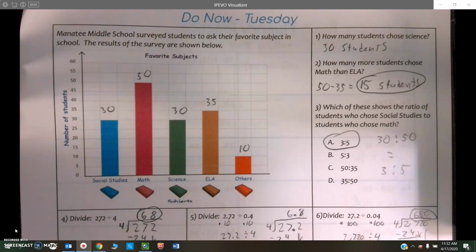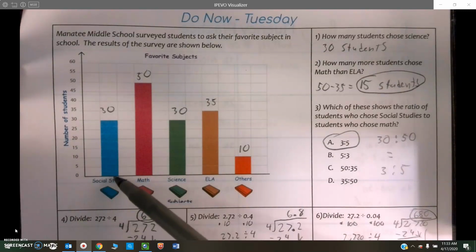All right, so let's go over your do now and fluency practice for today. Once again, we're looking at another bar graph. Today it says Manatee Middle School surveyed students to ask their favorite subject in school. The results of the survey are shown below. Every subject in school has its own color and its own bar. Once again, the x-axis represents the subjects, and the y-axis, up and down, is the number of students that said it was their favorite.